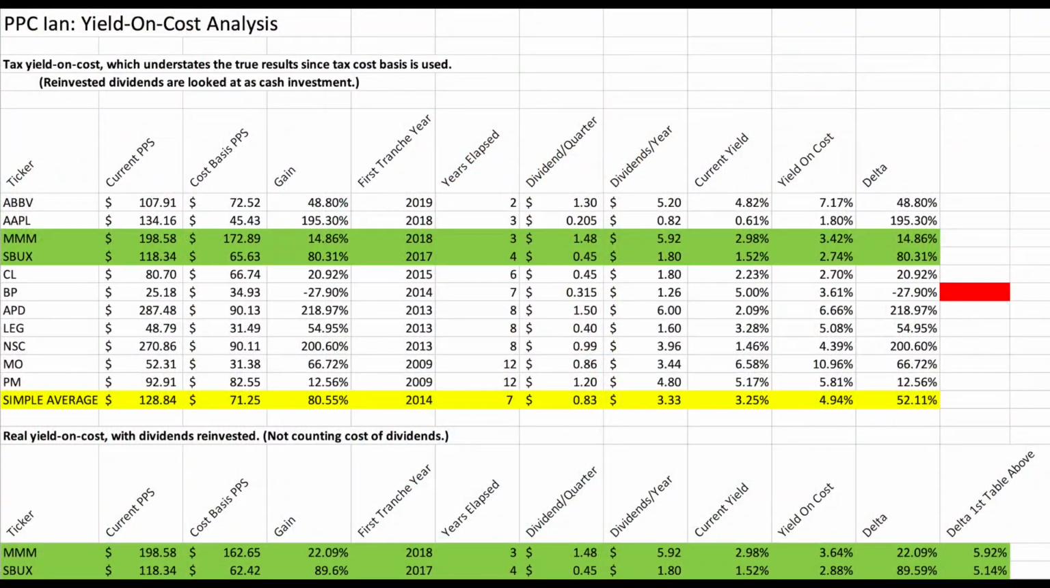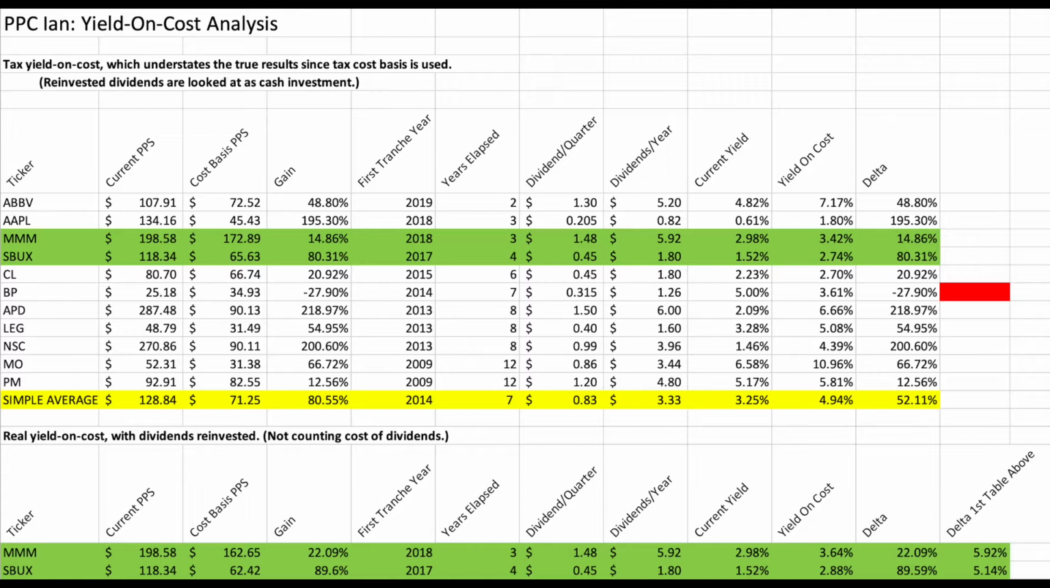And so this, I hope, gives just a flavor of what's possible with dividend growth investing. Check it out on the screen right now. I want to go through the next one. The next one is Apple. And so Apple, I have been in this stock for 3 years. I'm up 195% on my total cost basis. And from a dividend standpoint, the current yield is really low. It's only 0.61%, but my yield on cost is 1.8% on a tax basis cost. So my delta is 195%.